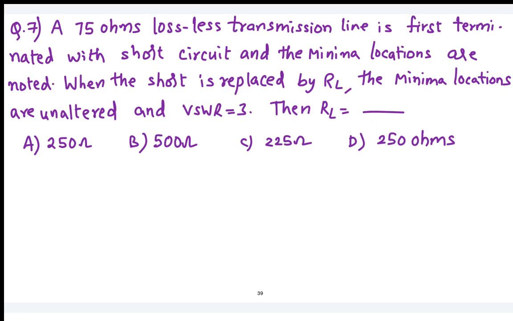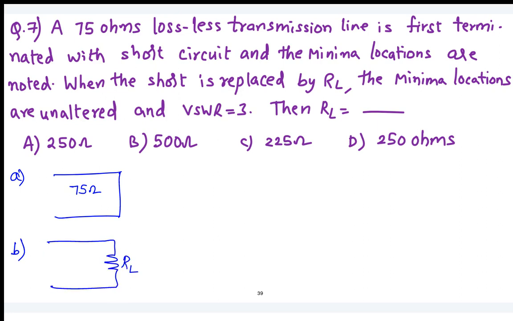First go step by step. In the first case, there is a 75 ohms line terminated with a short circuit. The minima locations are noted, where the first minima occurred, the second minima, the third minima, and so on. In the second case, the short circuit is replaced by a load resistance of RL, and the characteristic impedance is the same 75 ohms.